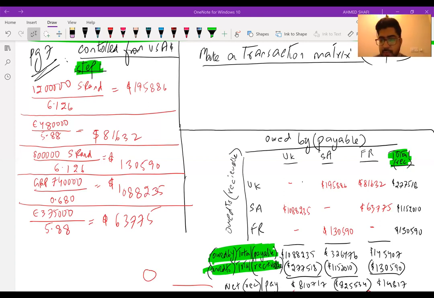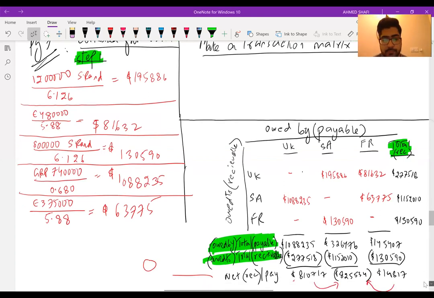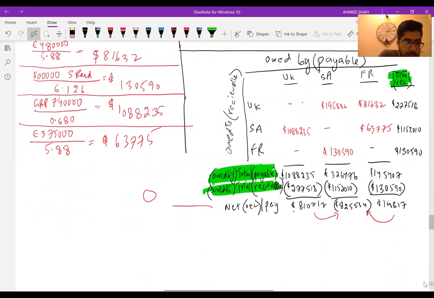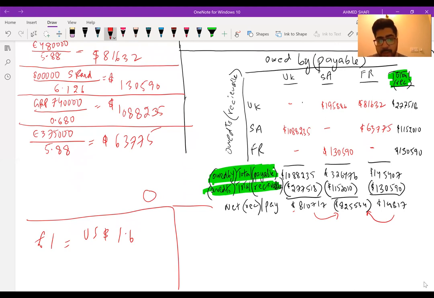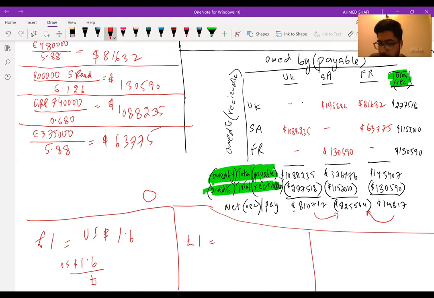Now the rates are presented as follows. Pound 1 is equal to US dollar 1.6, okay? Remember, 1 always means denominator. Pound 1 is equal to 1.6 US dollars. 1 is always in denominator, so it should be read as US dollar 1.6 per pound. Okay? The second rate is pound 1 is equal to euro 1.2. 1 always comes in denominator, so it should be read as euro 1.2 per pound.